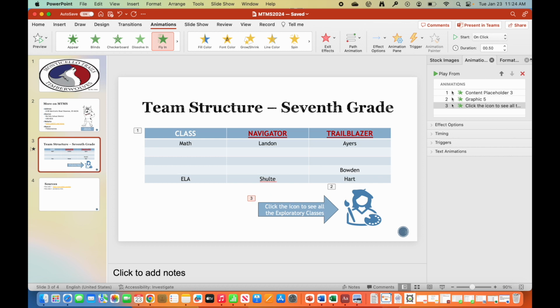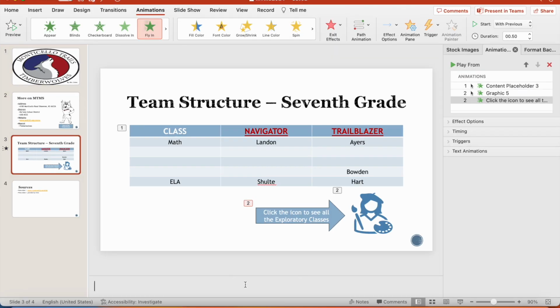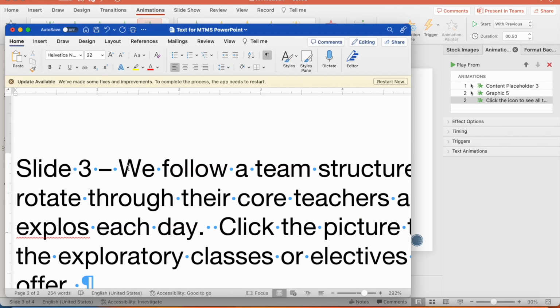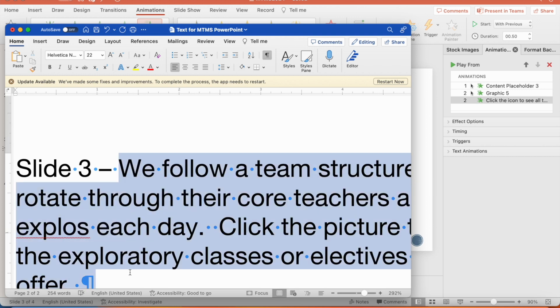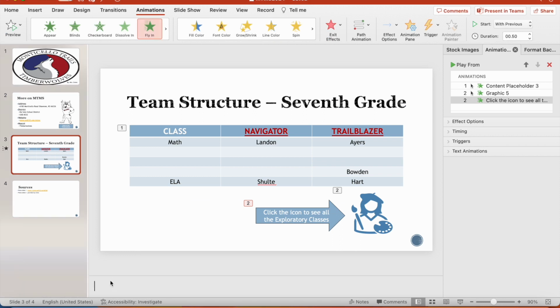When I click on 3, up here at the top it says start on click. That's what gives it its separate number. When I click down there and I choose with previous, now those 2 share the same number. Then I'm going to go here and test it. Perfect. Slide 3, let's go hop to that notes page. Select our slide 3 notes, copy, and paste them down here in the notes area. Perfect. Now watch the next video.